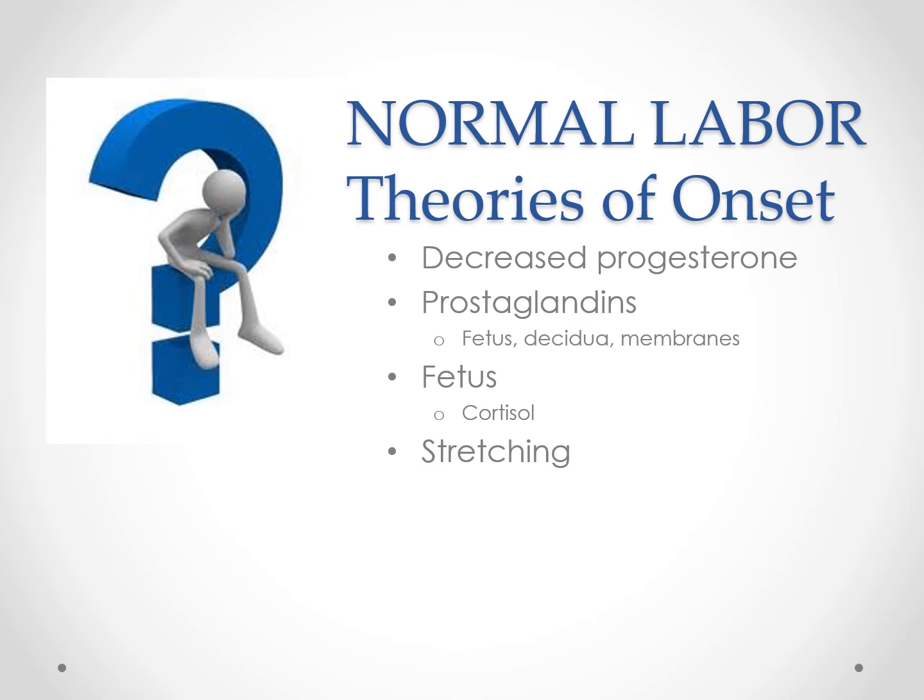Prostaglandins are excreted by the fetus, the decidua, which is the pregnant endometrium of the uterus, and by the fetal membranes. These prostaglandins are chemicals that can cause the uterus to become irritable and to contract.